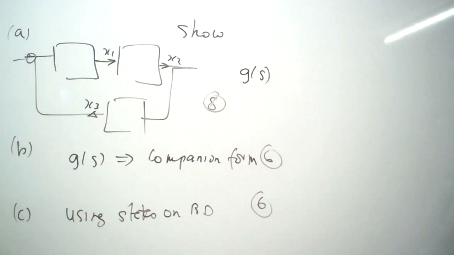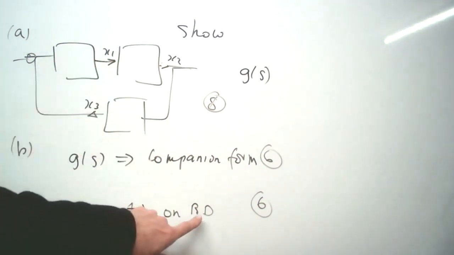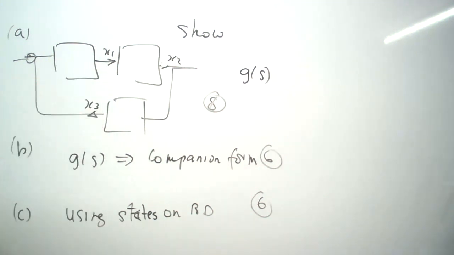So I've gone over the 2020 question. There's 2019 and 2018 in the past papers. You can have a go at those, and that's all we need to know about state space. That's our state space revision, really. Using the states on the block diagram, convert that into what we've done today.